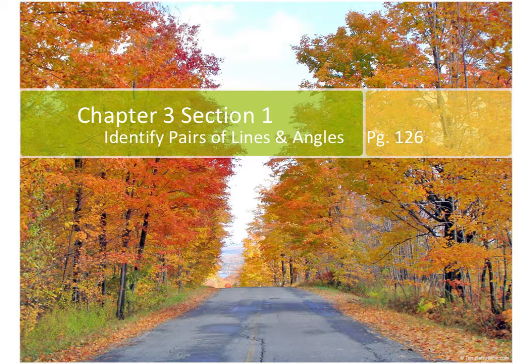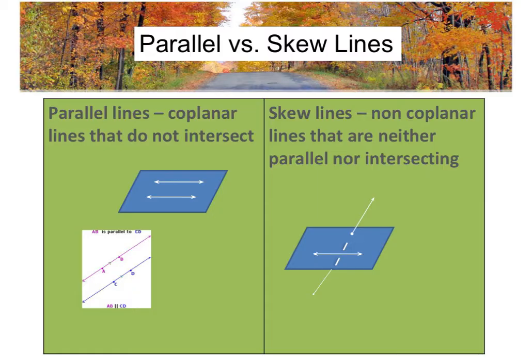All right, this is chapter 3, section 1, identify pairs of lines and angles. So the first two definitions that we have are for parallel and skew lines. Parallel lines are coplanar lines that do not intersect. So they lie on the same plane and they do not intersect.